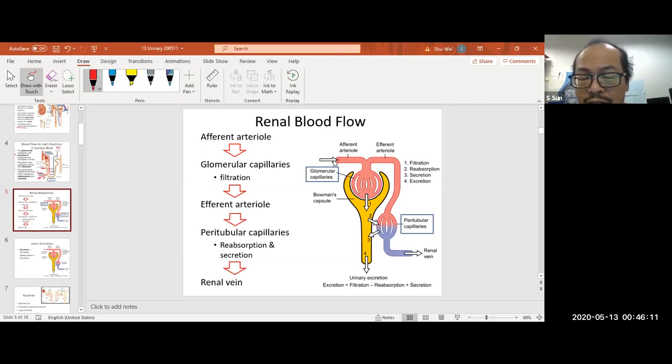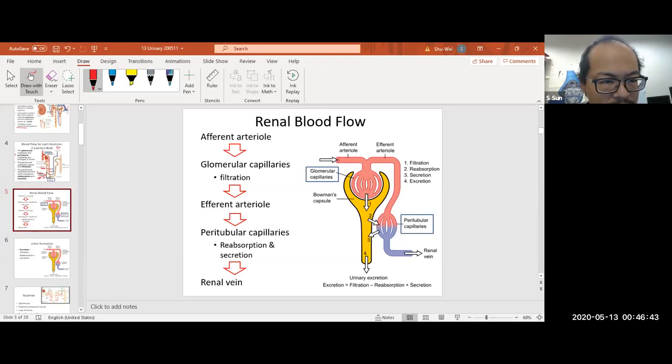All right, so you have the afferent arteriole, that's coming in. Following that is the capillary. This capillary is called the glomerular capillary. And then you have the efferent arteriole. And then you have the peritubule, next to the tubule, so that's the peritubule capillary. And following that, you go into the vein, the renal vein.